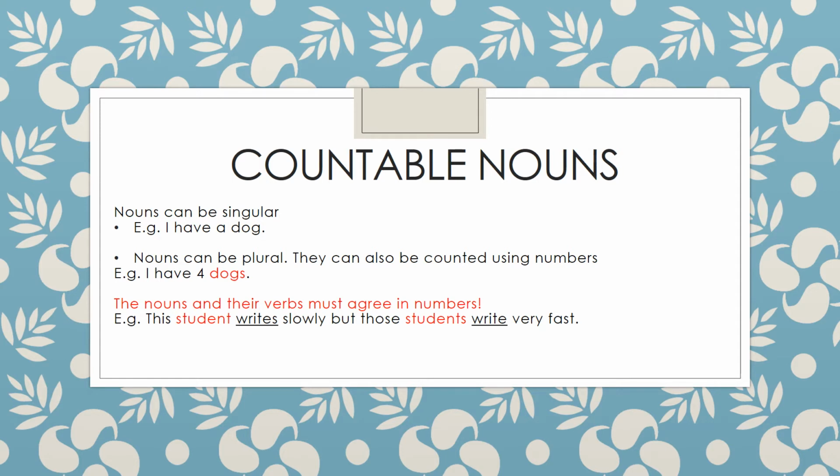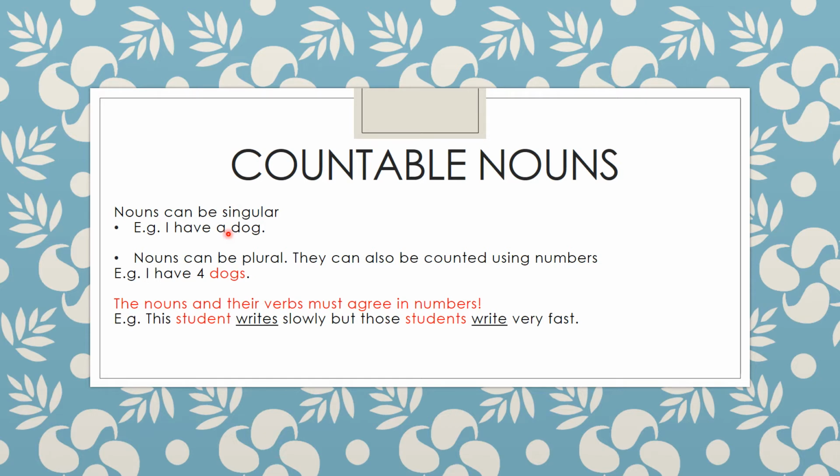Let's see what countable nouns are. Countable nouns are for things we can count using numbers. So countable nouns may occur as singular, that means one. For example, I have a dog. Please note the singular form can use the determiner a or an.